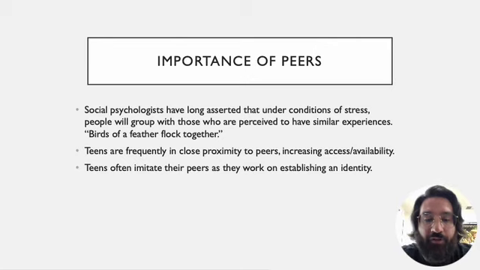And teens are frequently in close proximity to their peers, spending a lot of time in school, clubs, activities, sports, increasing access and availability. Teens often imitate their peers as they work on establishing an identity. So trying to figure out who I am, I might mimic or imitate friends as a way of trying out a behavior or going through a phase of some kind, like joining some kind of clique or group or club and imitating the mannerisms and behavior of those people. As we talked about with Marcia's theory of identity development, it's exploration: trying things on, trying things out to see if they fit for me or not.